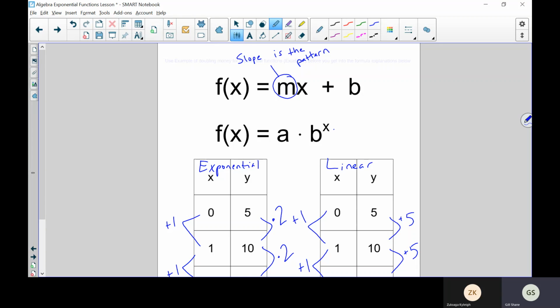Can you hang in for 5 more minutes? I promise we'll be done in 5 minutes. So in this, this is the y-intercept, first of all. So that's the y-intercept.